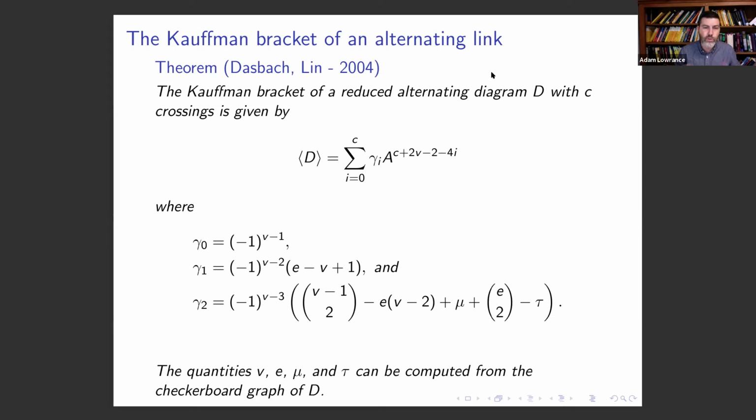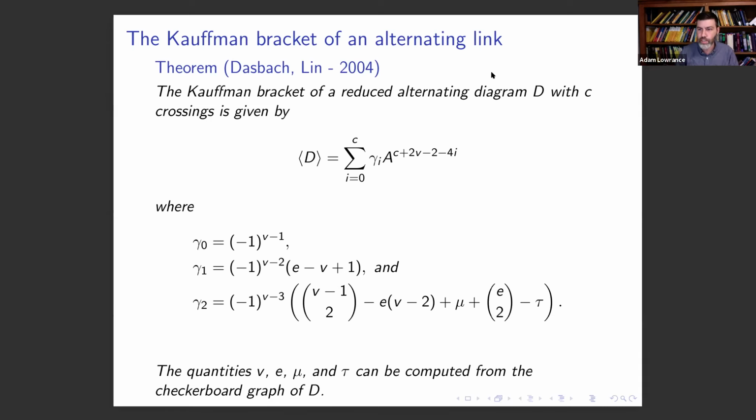It just says that you can read off, say, the first 3 coefficients or the last 3 coefficients of the Kauffman bracket or of the Jones polynomial of any alternating link with quantities that you can read from the checkerboard graph of the knot fairly easily. So I'm not going to dig into these proofs, so I won't belabor what all of these terms are, but I'll just tell you.